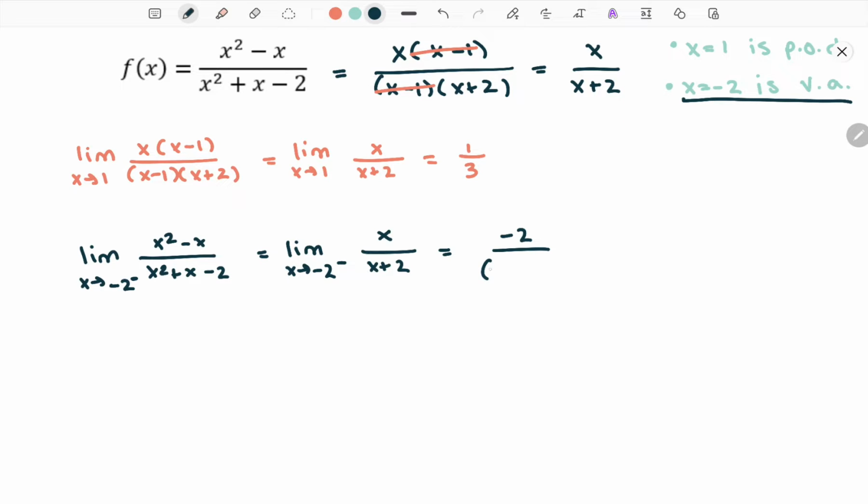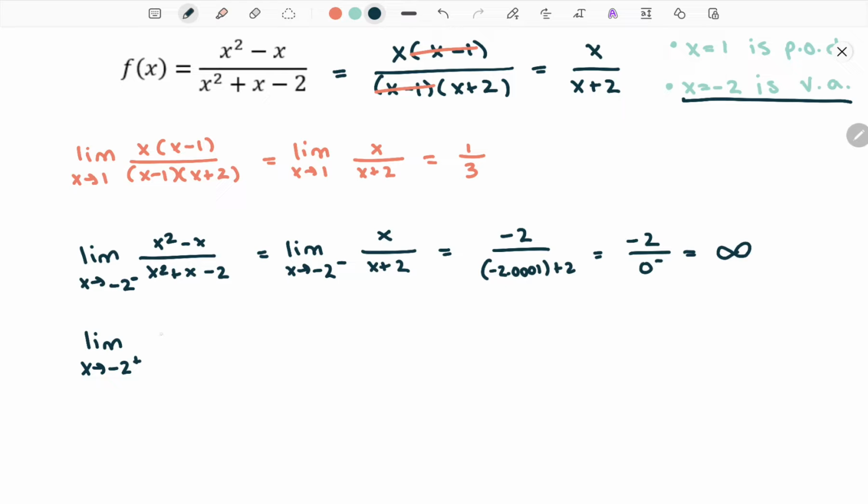Now, if I'm taking a number that is to the left of -2, that's something smaller than -2, which means that I end up with a slightly negative value. Because I also have a negative value on the top, that means that this left side of the limit is actually approaching positive infinity.